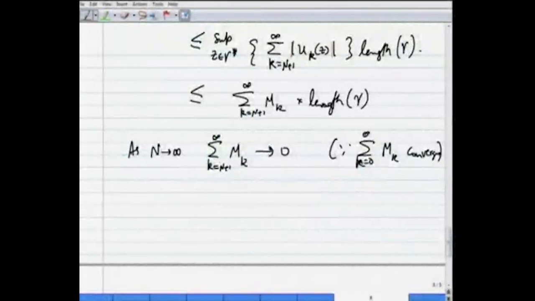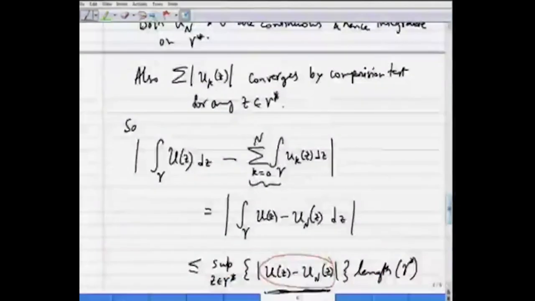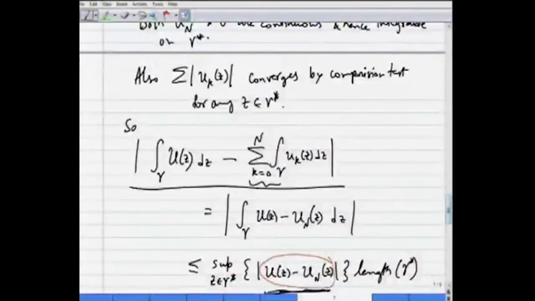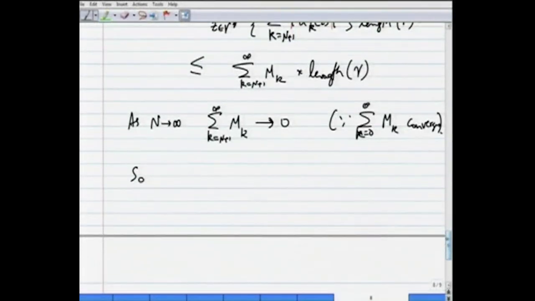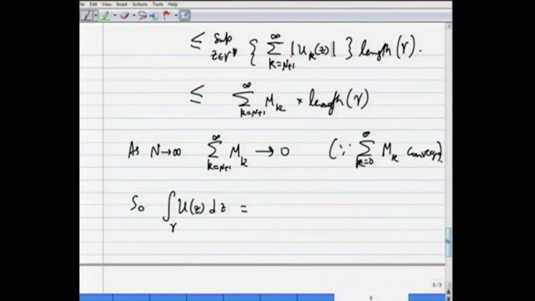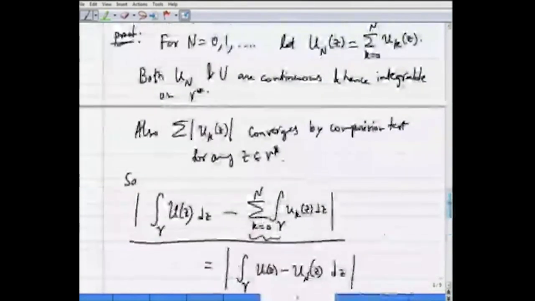Okay. So, this allows us to say that this estimate, which we started off with as the limit as n goes to infinity, will be tending to 0. So, the contour integration of u of z dz, in modulus, is equal to 0.